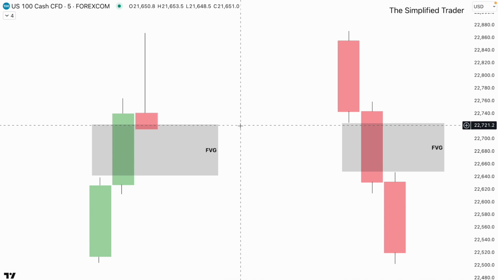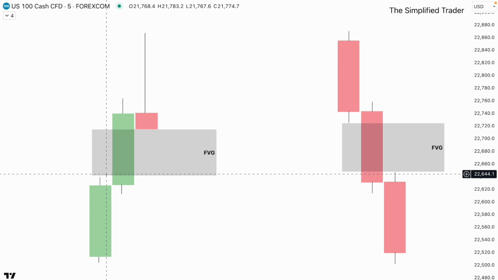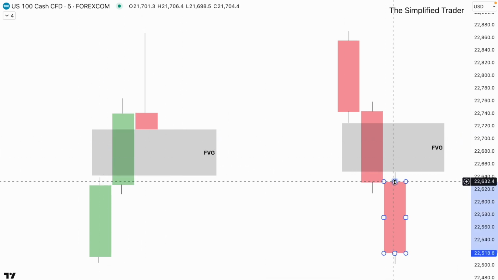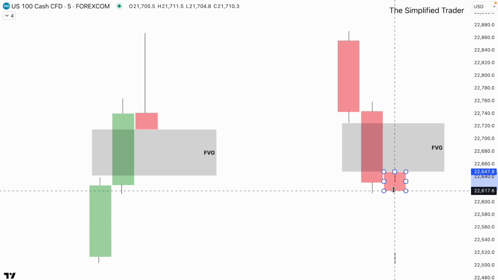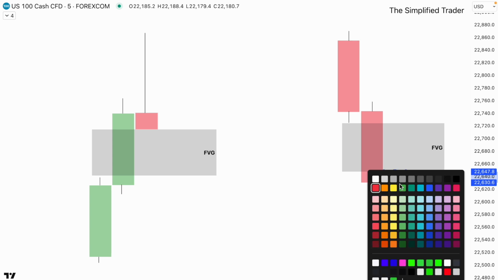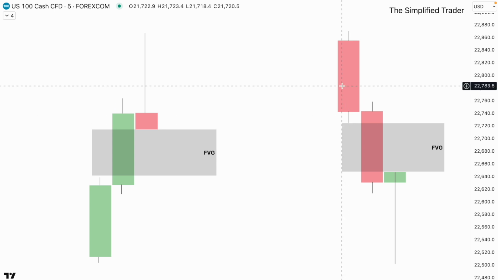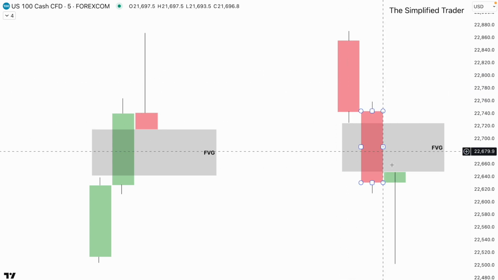This can also be a bearish candle. As long as the bottom wick does not touch the top wick, we still have a bullish fair value gap. In the same way, this can also be a bullish candle, where as long as the top wick does not touch the bottom wick of this candle number 1, that is still a fair value gap.